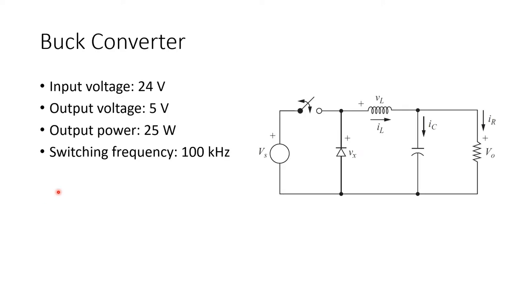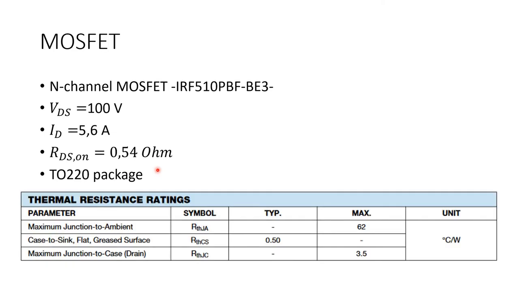For this tutorial, I'm going to construct a buck converter with the following parameters. It has 24 volts of input voltage, 5 volts of output voltage and 25 watts of output power. The switching frequency of the MOSFET is chosen as 100 kHz. I'm not going to go into detail of choosing the buck converter circuit parameters since it's not in the scope of this tutorial.